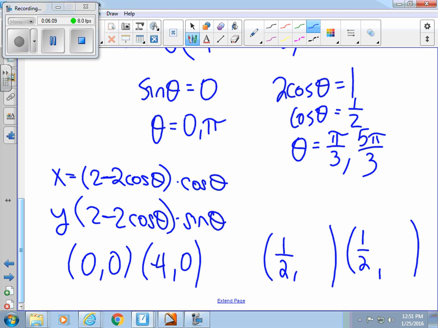Y values I'll actually have to check. Sine of pi over 3 is positive radical 3 over 2. Sine of 5 pi over 3 is negative radical 3 over 2. So they'll be the same except for a negative sign. We'll keep that in mind. So pi over 3 is just radical 3 over 2, and just negative radical 3 over 2. Is that right? Check my work. I'll wait while y'all check. Please do.